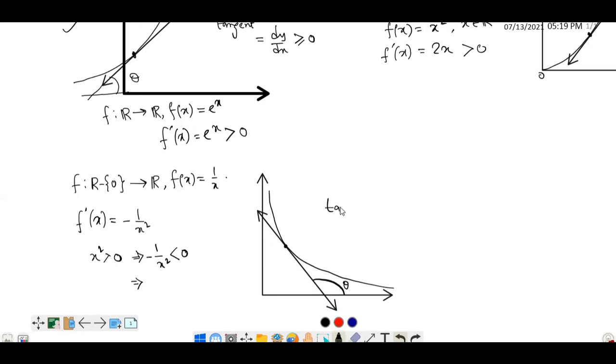So you can say that tan theta, that is the slope, is less than 0, because theta here will satisfy this inequality. So theta is in the second quadrant. That means tan theta will be negative there. That means you can say dy/dx, or f dash x, is less than 0. So from here you can see if the derivative is less than 0, then the graph will become strictly decreasing.